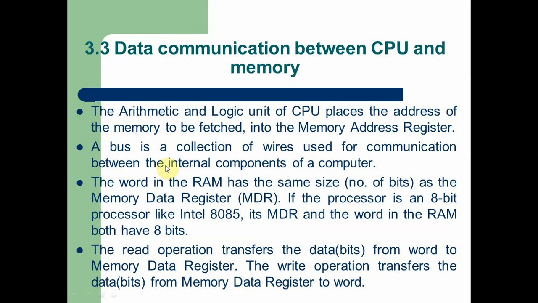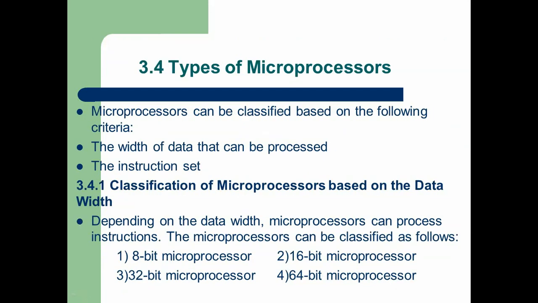The write operation transfers the data from MDR to word. So there are two operations executed many times between MDR and RAM. Those operations are called read and write. Read operation transfers data from word to MDR. Write operation transfers data from MDR to word. Here MDR means memory data register.